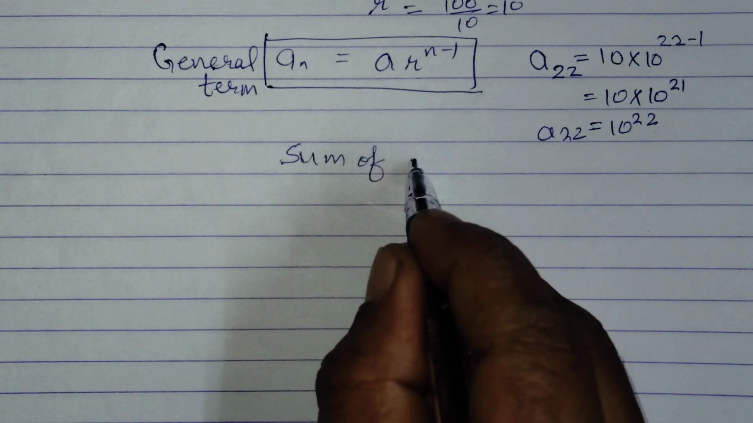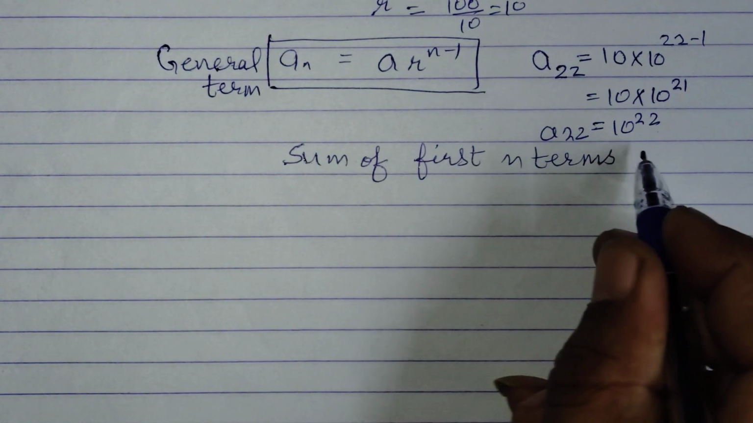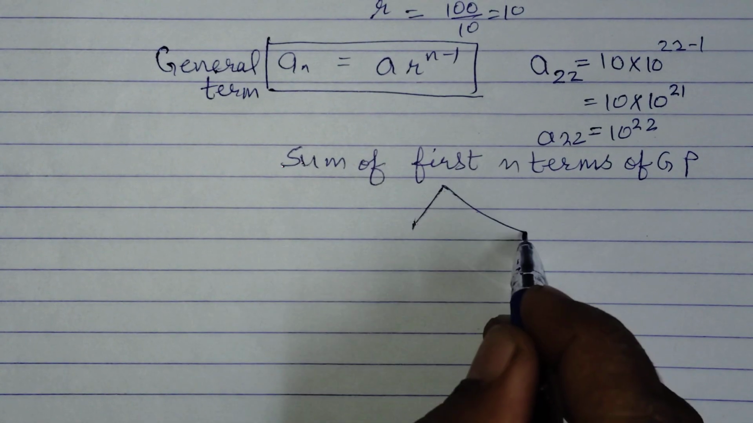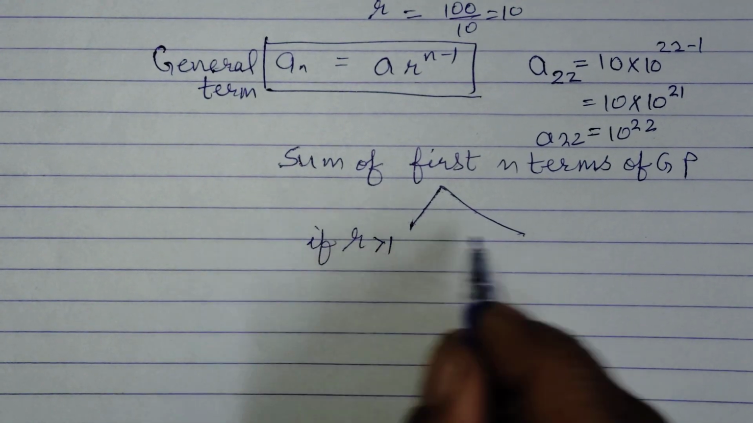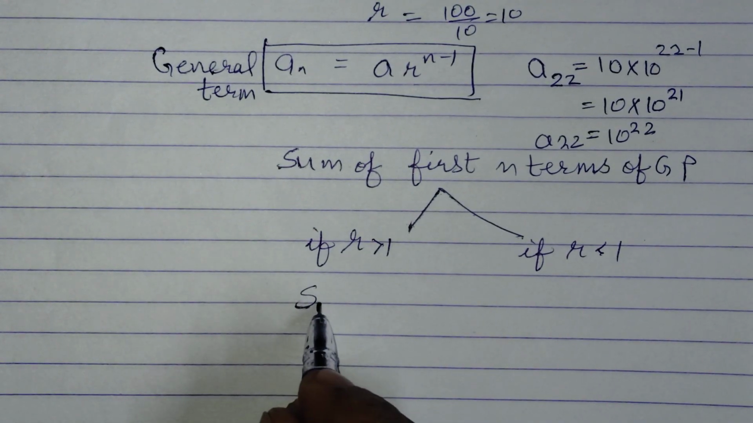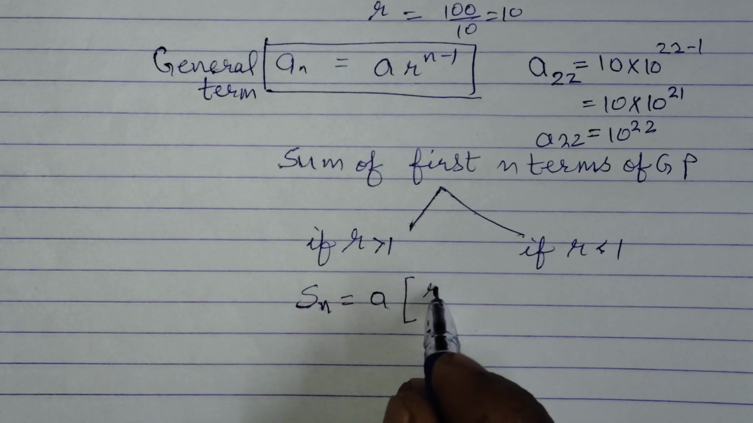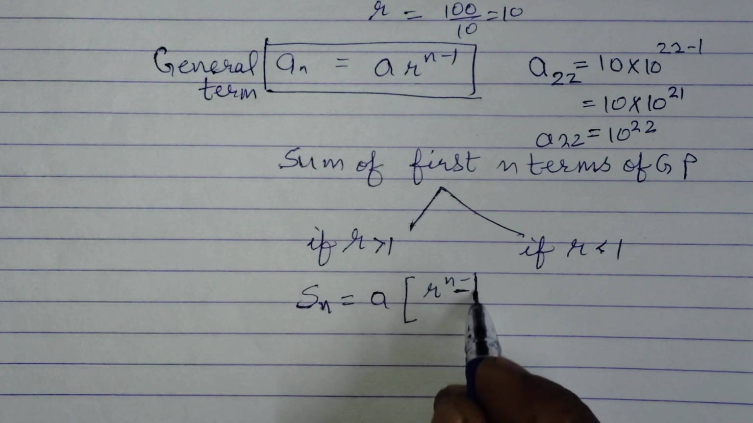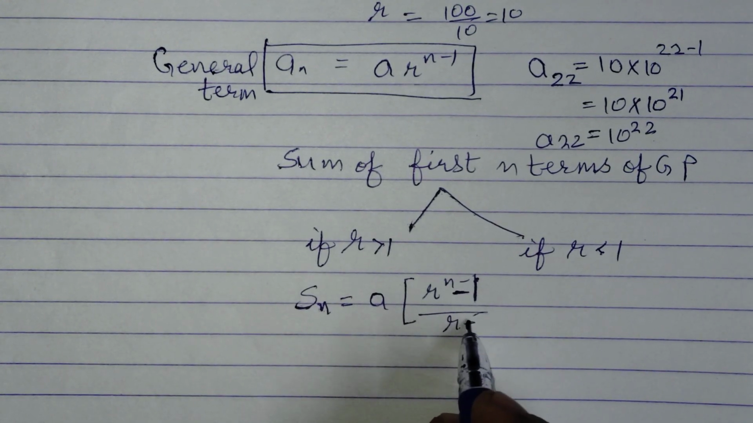Sum of first n terms of a GP series. There are two cases: if R is greater than 1 or if R is less than 1. For R greater than 1, the formula for the sum of n terms is Sn = A (R power n minus 1) upon (R minus 1).